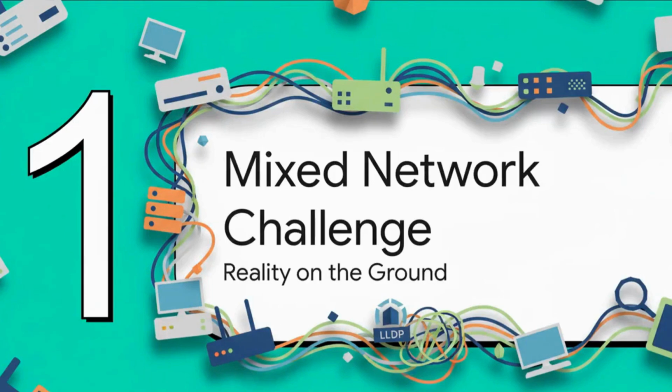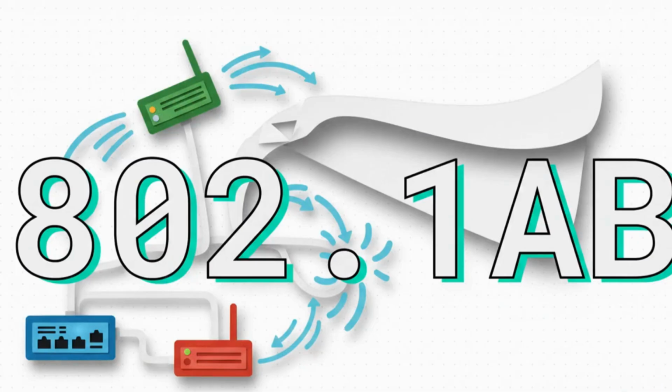Part 1. The Mixed Network Challenge. Modern networks are rarely built using equipment from just one single manufacturer. It's just a reality. You might have switches from Cisco, routers from Juniper, maybe access points from an entirely different vendor, all wired together in the exact same building. And let me tell you, this creates a massive visibility pain point. If these devices can't communicate who they are and what they're connected to, mapping out the network becomes a total nightmare. It's literally like a giant puzzle with missing pieces.